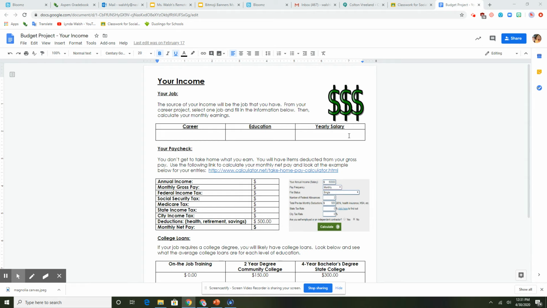For this project, don't take the high end of your yearly salary. And don't even take the average of your yearly salary. You're going to take the bottom end of your yearly salary.